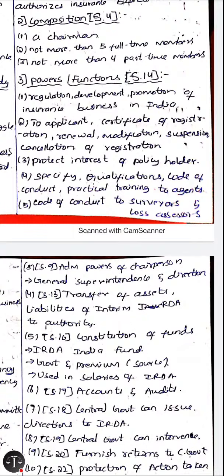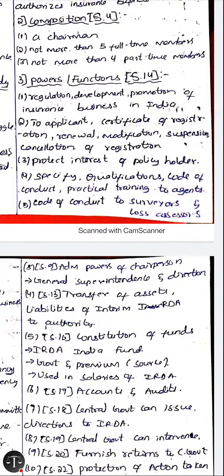Powers and functions of IRDA. So what are the powers and functions of IRDA? Regulation, development, promotion of insurance business in India. So they regulate, develop and promote insurance business in India. And to the applicant, to the person who is applying for insurance, a certificate of registration, renewal, modification, suspension and cancellation of registration is provided. A certificate of these are provided. Protect interest of policyholder. They try to protect the interest of policyholders.